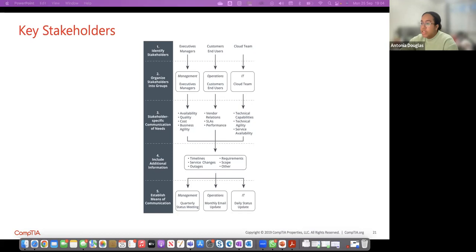which then flows down into establishing a means of communication. So discussing these regularly at the quarterly meetings, operations discussing via a monthly update email, and lastly, IT discussing at a daily status update meeting, and ensuring those conversations are happening so that all your stakeholders are informed in some way.